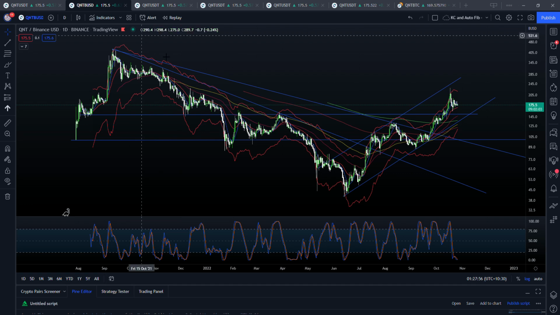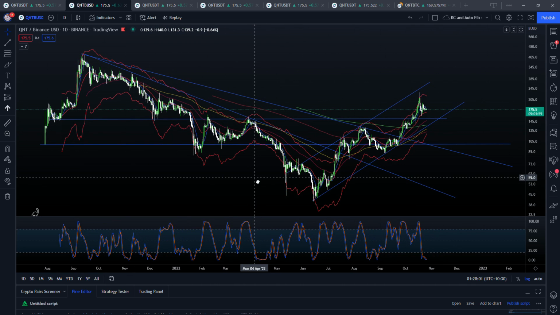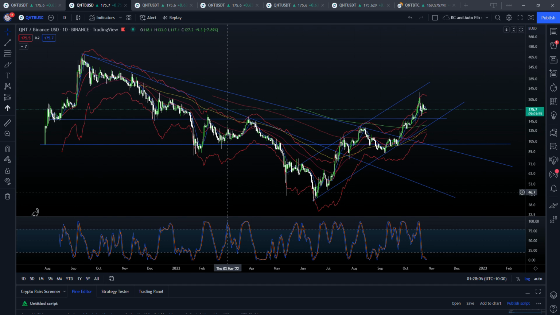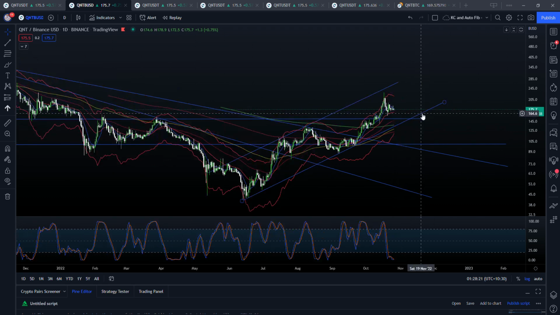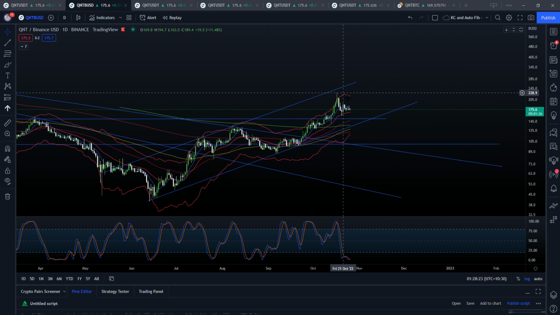So heading over onto a slightly more complicated chart here. This is QNT against BUSD on the daily. And we've got this trend line here, also this one here. We had the parallel channel, the diamond shape that we were trading in. We broke out of that. We came up and nearly got close to the top of this parallel channel and rejected off there.